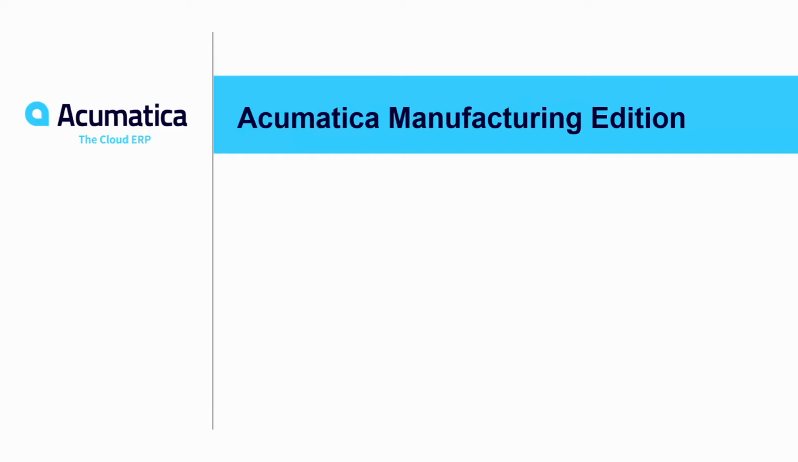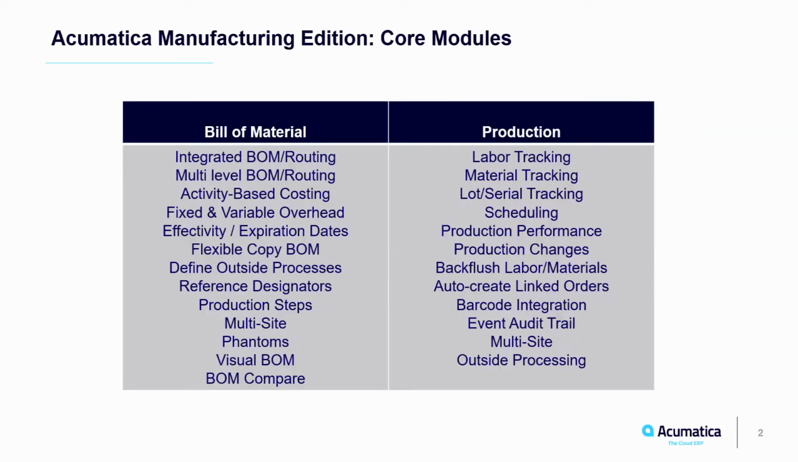Acumatica Manufacturing Edition. Acumatica's Manufacturing Edition is comprised of two core modules, Bill of Materials and Production. The Bill of Materials acts as a basis for production, where we capture costs, materials, labor, and then we use that bill during the production cycle. We will cover both of these modules during today's demonstration.